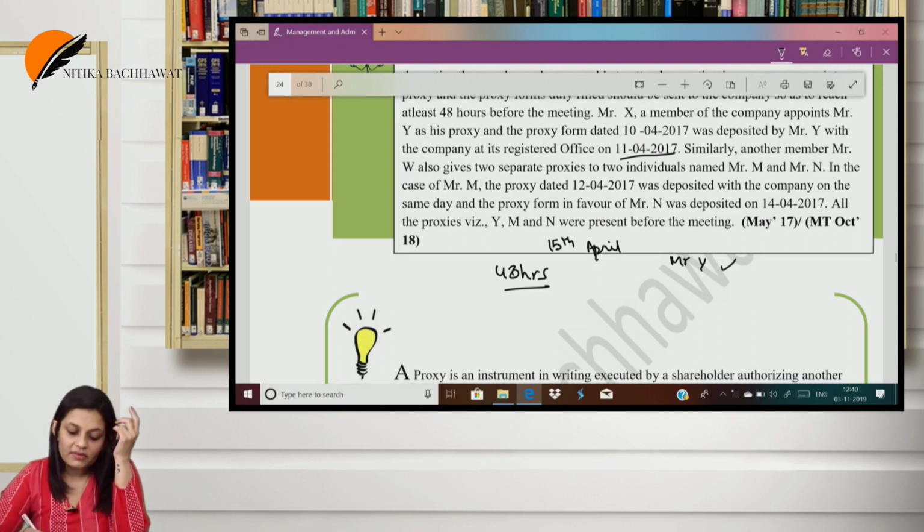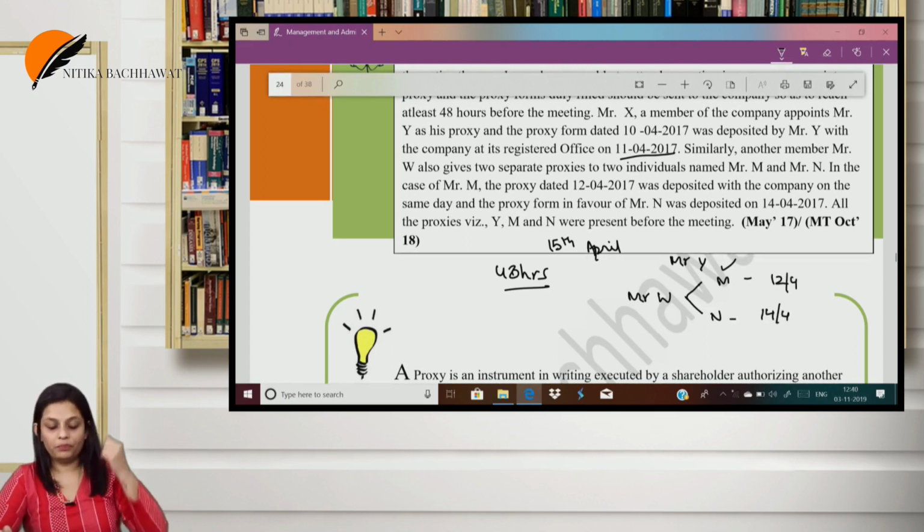Now, another member, Mr. W, also gives 2 separate proxies. Mr. W has given 2 proxies, one in favor of M, one in favor of N. The one in favor of M was given on 12/4. The one in favor of N was given on 14/4.